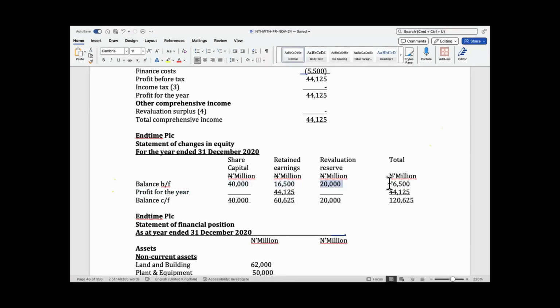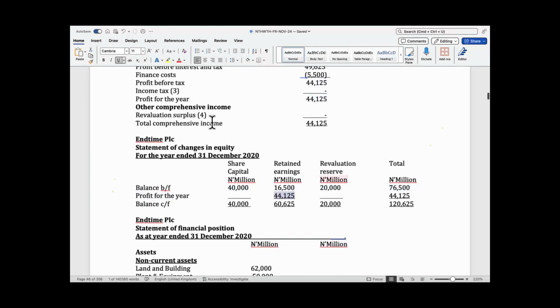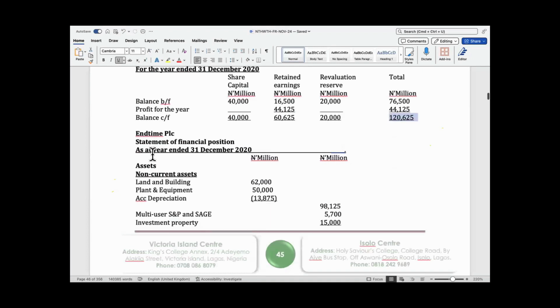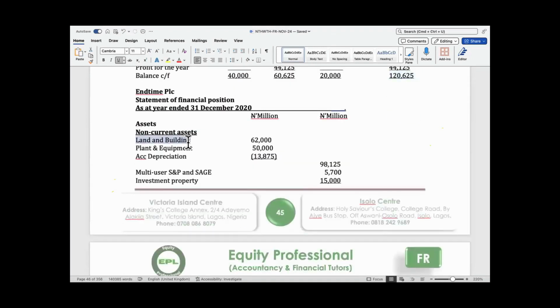So again, my balance brought forward: this 40,000, 16,500, and 20,000, giving me 76,500. I got all of it from my trial balance. Then my profit for the year, which is this 44,125. If there was revaluation surplus for the year, I would have come here, put revaluation surplus, and added it to that one I called reserve, but there was none here. So these are the items of equity we have, totaling 126,225.